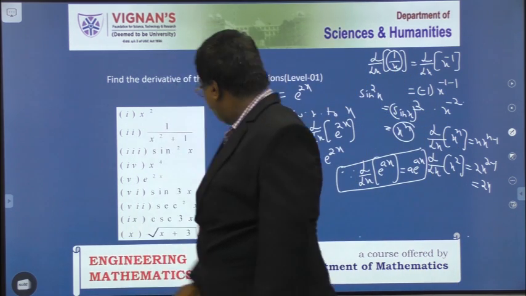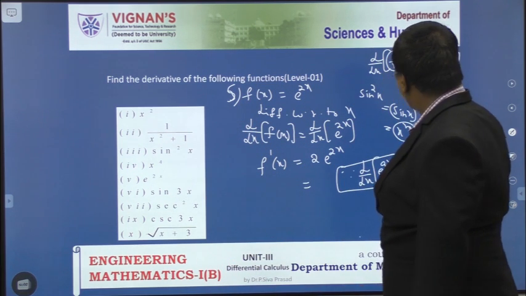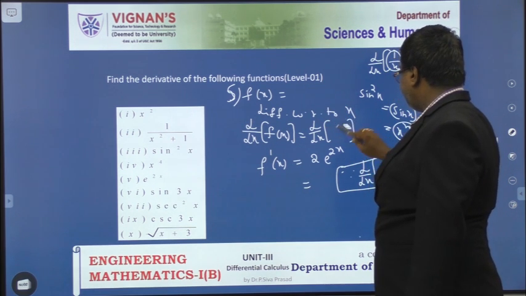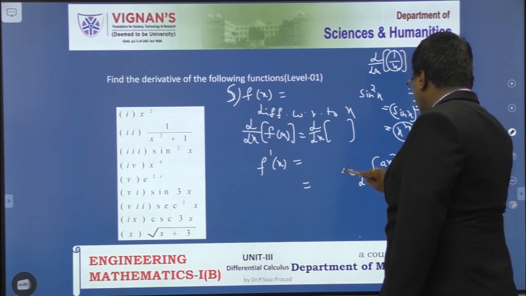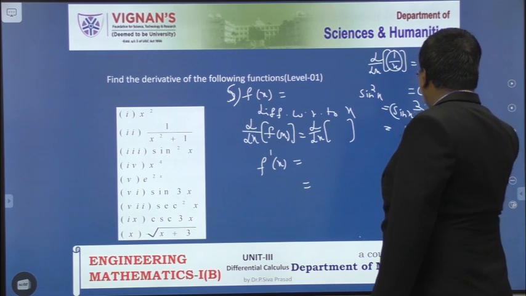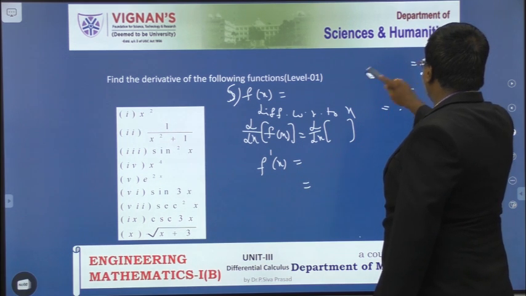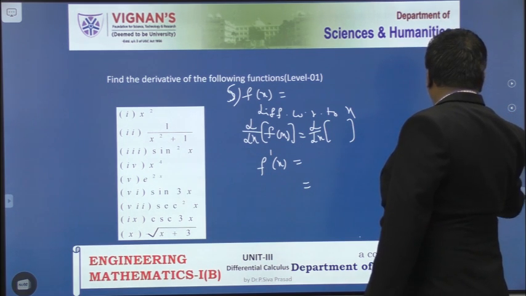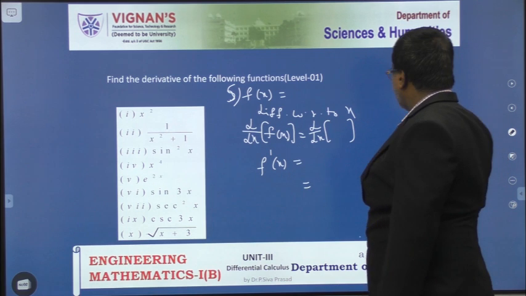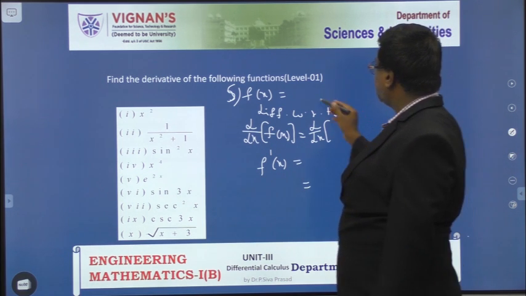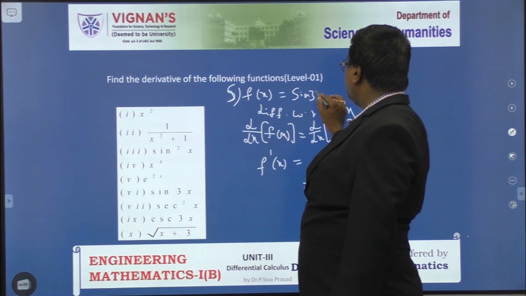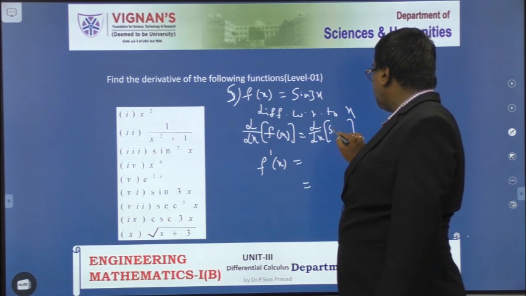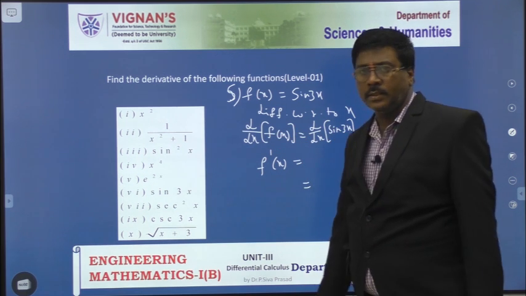Now, the sixth one is sine 3x. Please all of you see this. So here f of x is equal to sine 3x. Differentiate with respect to x on both sides. d by dx of f of x is equal to d by dx of sine 3x.